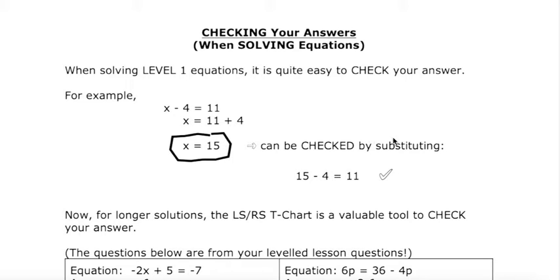We can check this by substituting the value of x that we found back into our original equation. So 15 minus 4, yes, that is actually 11. So then that works. For longer solutions, it's imperative that we use a left side, right side t-chart. It's a valuable tool in order to check our answer. And I'll show you what that looks like through some examples.